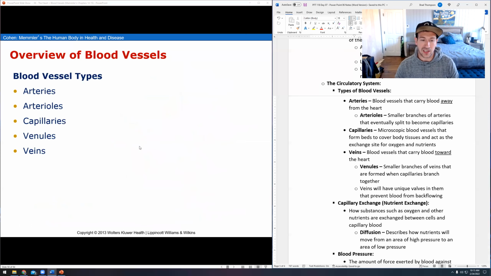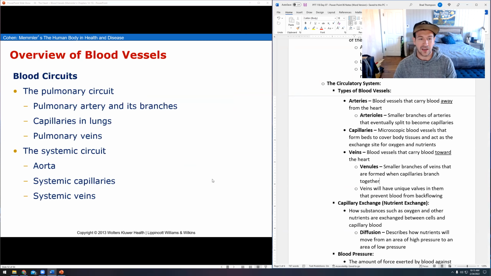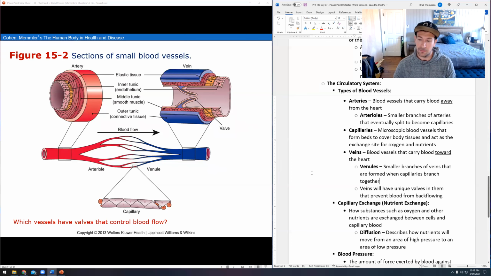Now it will branch smaller and smaller and smaller, and eventually it'll branch off tinier and tinier until we call it an arteriole. An arteriole is just a very small branch of an artery. And eventually it gets so small that it becomes a capillary. And a capillary will form these little capillary beds that sort of cover tissues. Capillaries are where the actual exchange happens.